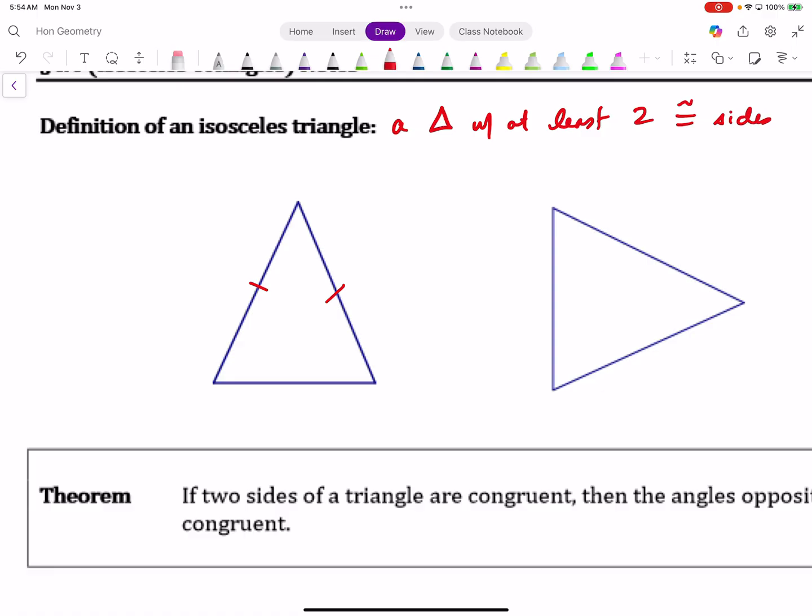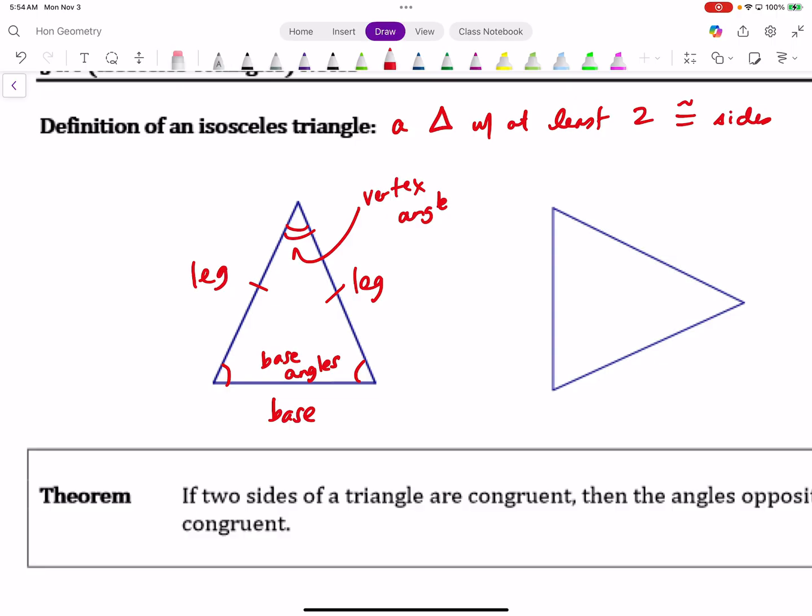So we're going to get some vocabulary to go with it. The two sides that are congruent, we call those legs. This is the base. That's the side that's not the legs. These two angles at the end of the base, we call those base angles. And we call this angle up here the vertex angle.